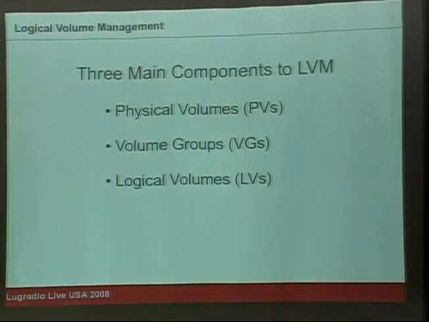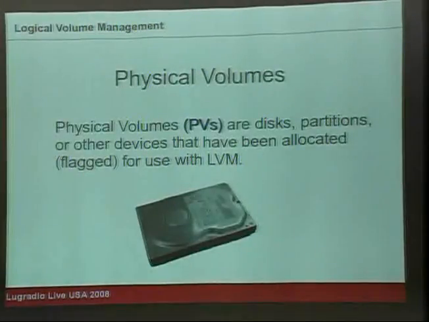So there's 3 main components to LVM. You've got physical volumes, volume groups, and logical volumes. Physical volumes are the disks, partitions, other devices that you've allocated or flagged to use with LVM. So you basically say, okay, this partition or this disk or whatever it may be, this meta disk, if you're doing software RAID or whatever, I'm going to say, I want to use this for LVM. So you flag it.